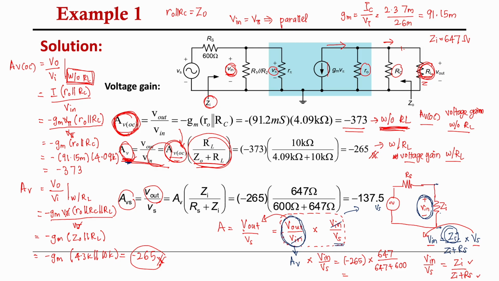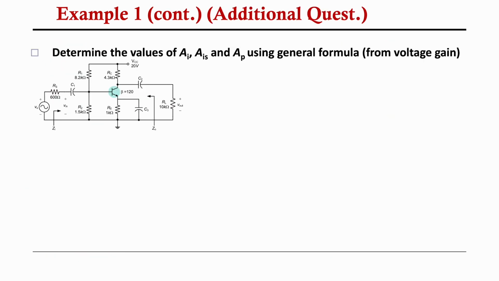Then we will get the value to become negative 137.5. So this is the value that we got. Okay, so this is how to solve this equation, this example. So you can see it is actually a step-by-step process. Alright, now let's go to the next example.